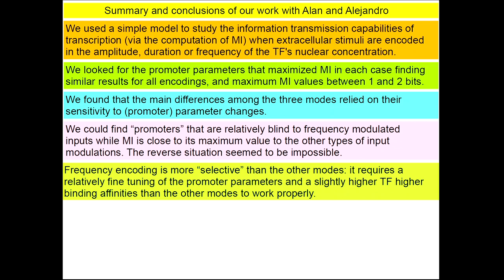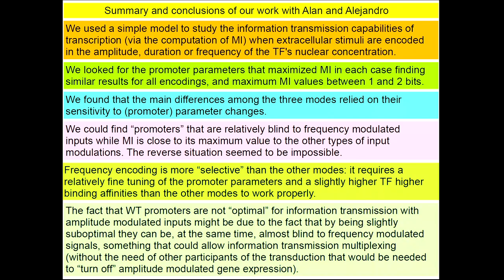And also they need slightly higher binding affinities, which is something that is related to the other aspects of transcription. So maybe the fact that some wild-type promoters are not optimal from the point of view of how much information they transmit might be due to the fact that the cell evolved to a situation in which they are a little suboptimal, but they are blind to another way of relaying information.